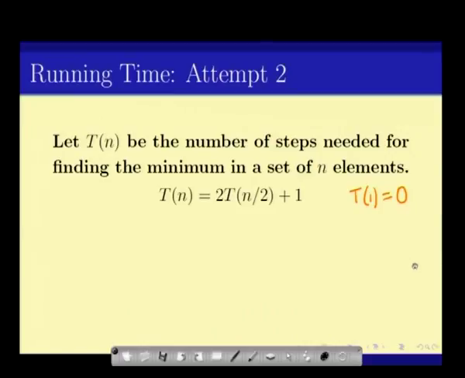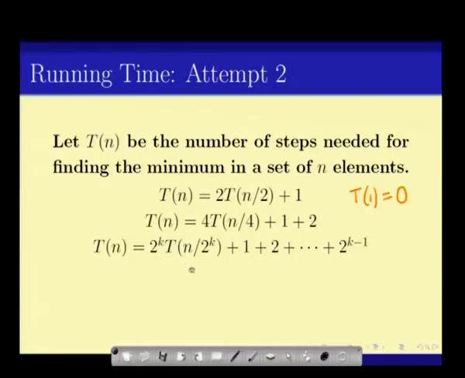So, under this condition t of n is twice t of n over 2 plus 1. If you expand this, t of n over 2 is equal to twice t of n over 4 plus 1, and we multiply it by 2. So, we get 4 times t of n over 4 plus 1 plus 2. Once we see this kind of a recurrence, we try to imagine what the value of t of n is, and t of n comes to 2 to the power k times t of n over 2 to the power k, plus 1 plus 2 plus so on till 2 to the power k minus 1.